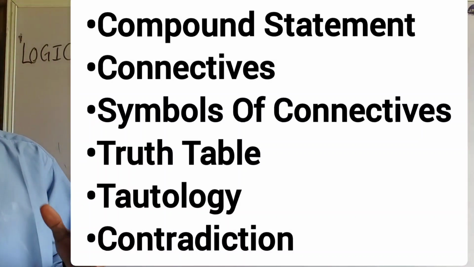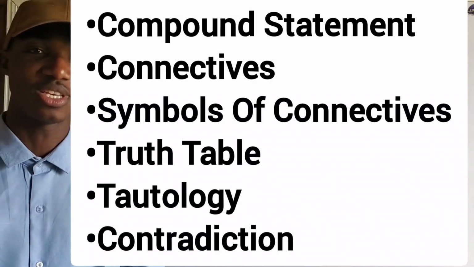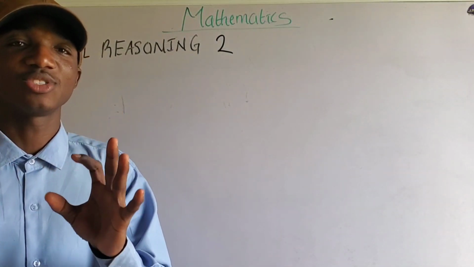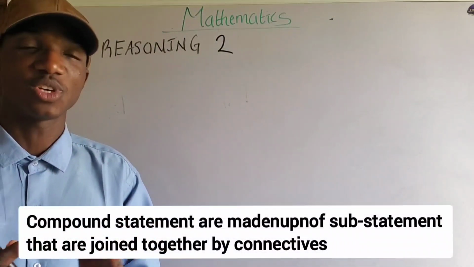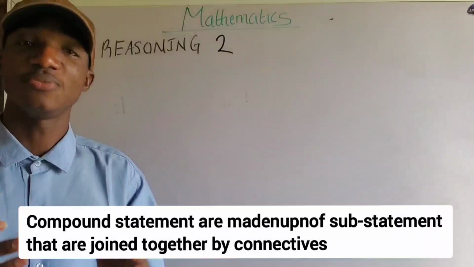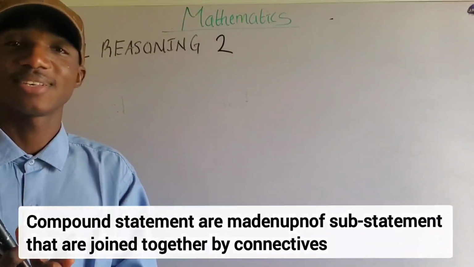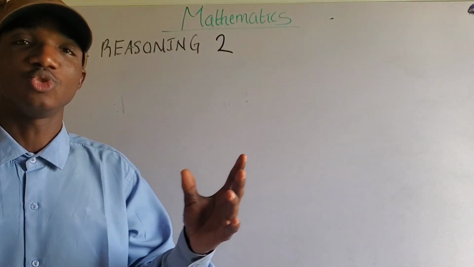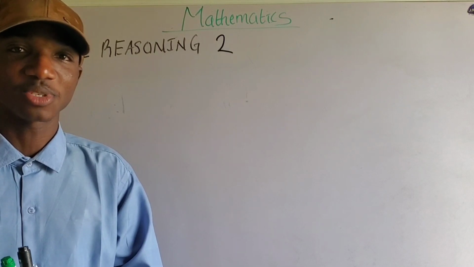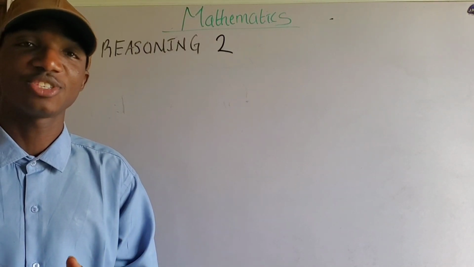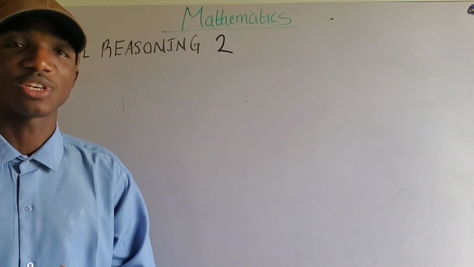Compound statements are made up of substatements. Are you getting what I'm trying to say? They are made up of substatements that are joined together by a connective. You understand? In our previous class, I defined a connective as words that are used to join simple statements together. So if you missed that class, please kindly check the description of this video and watch the class, okay?